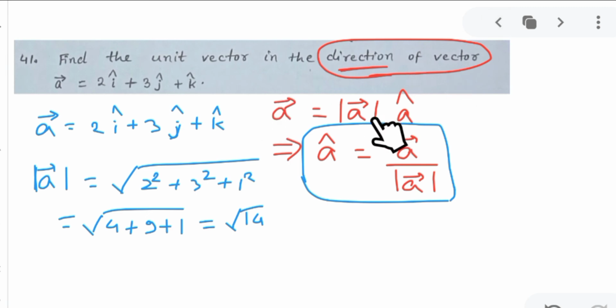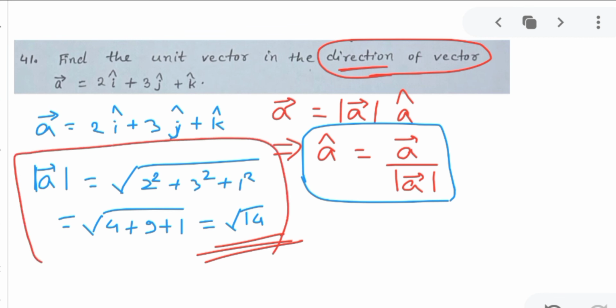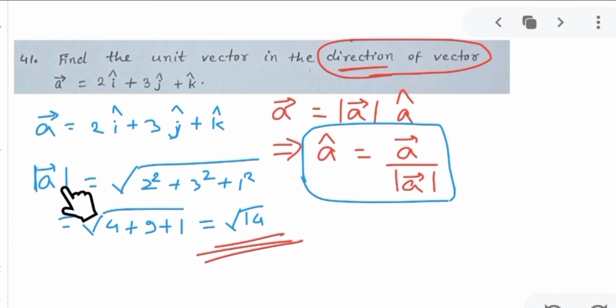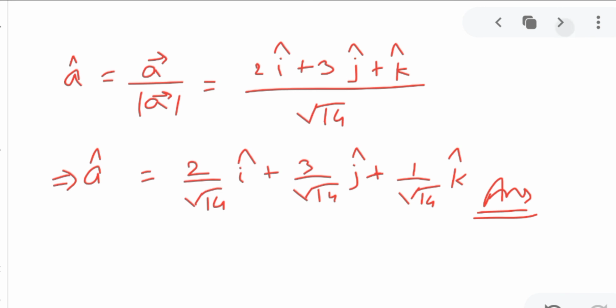So I hope it is clear. And the question will ask the magnitude. Find the magnitude of this vector. So magnitude is this, square root of 14. So the question has asked for magnitude also, and we also found the magnitude, square root of 14. So you will find magnitude like this, and direction you will find like this. So I hope you understood.